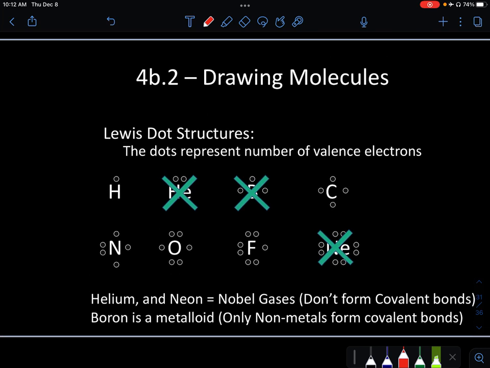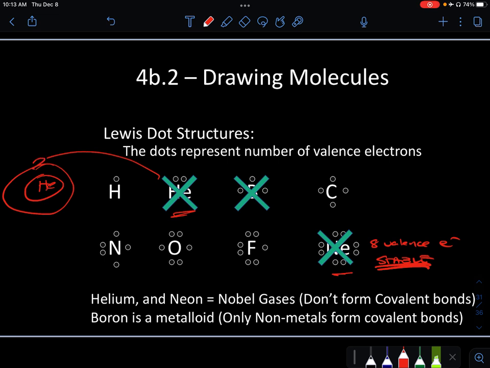Now, when we draw these, the dots are going to again represent our number of valence electrons, okay? So helium and neon, so right here and right here, they don't need that because they don't want any extra electrons because they're already full and stable. So this one has its 8 valence electrons and it's stable. This one, remember, because row 1, when we look at helium, right, it's going to have its 2 electrons, which is the maximum number it can have. So it is also stable.